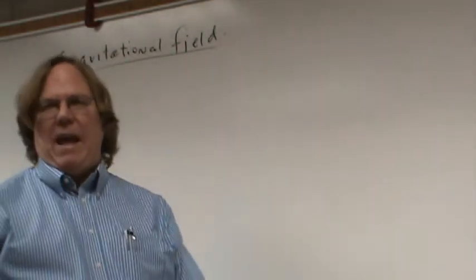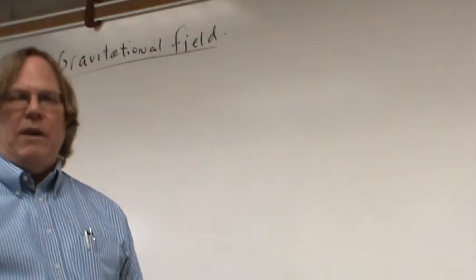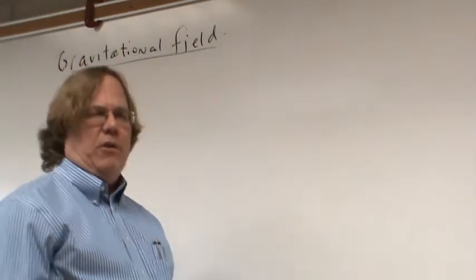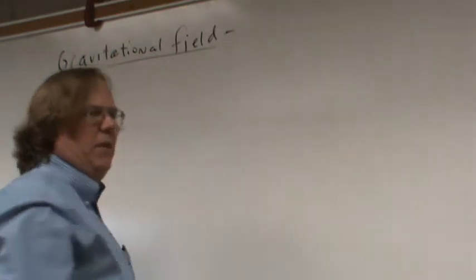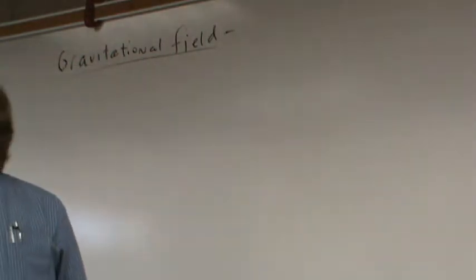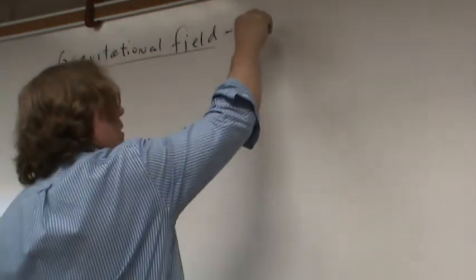Gravitational field is the same idea as electrical field. It's a characteristic of a point in space. You can't have a gravitational field. A gravitational field just exists. You can cause a gravitational field, but you can't contain one. A gravitational field is just a characteristic of a point in space. And what it is, is the gravitational force per unit mass.